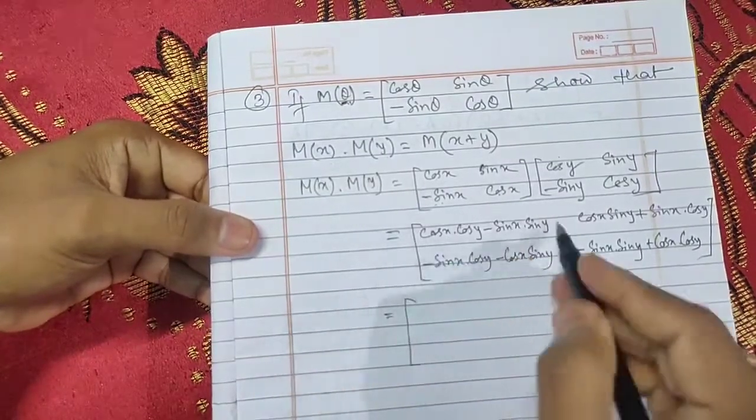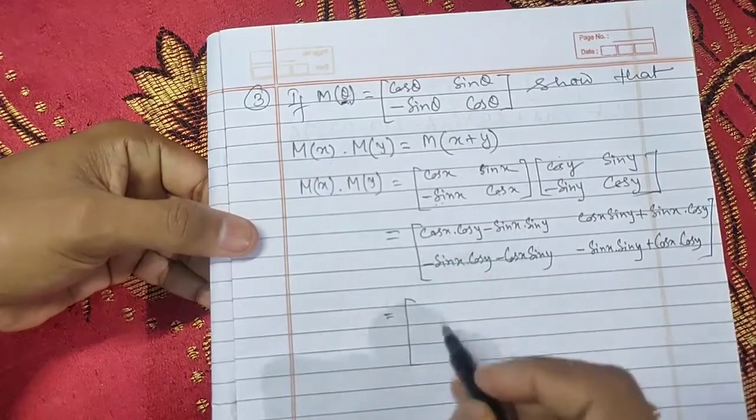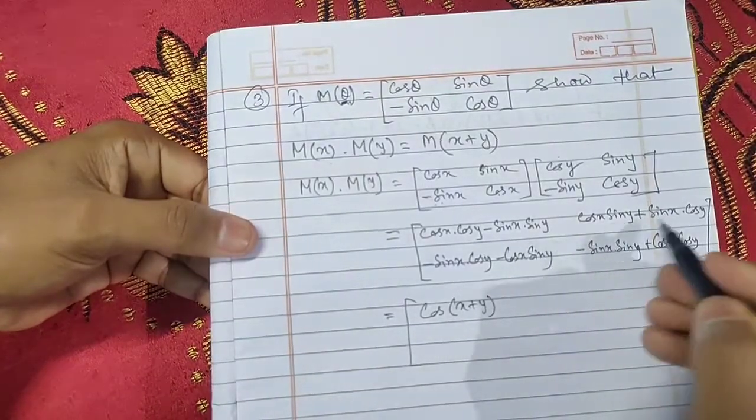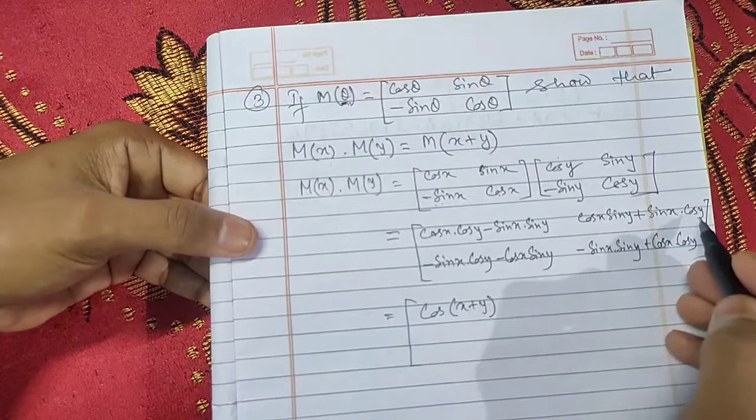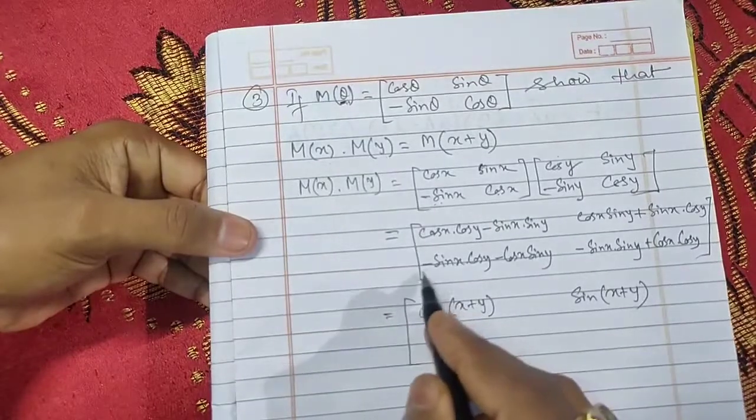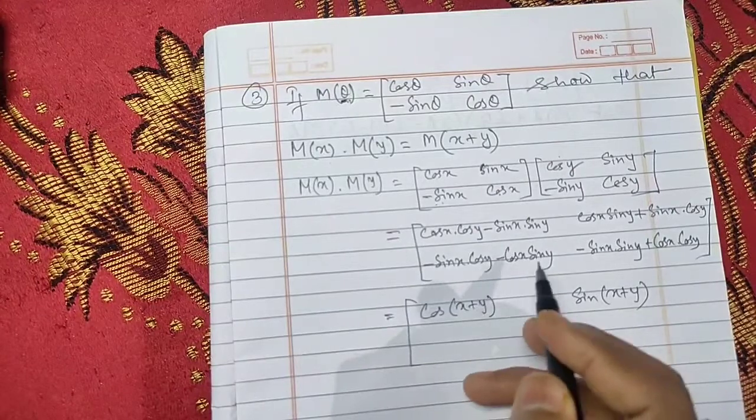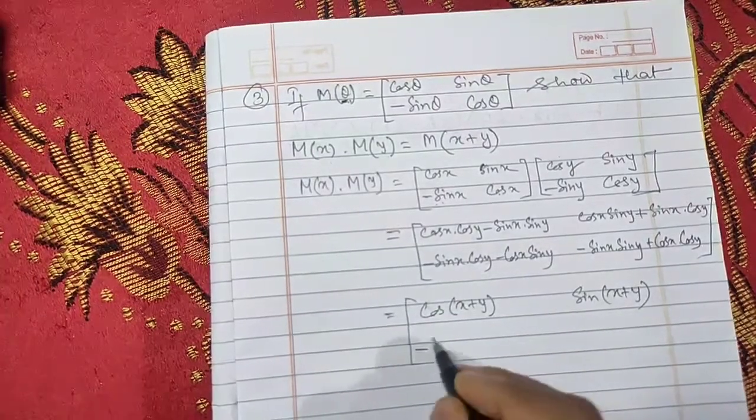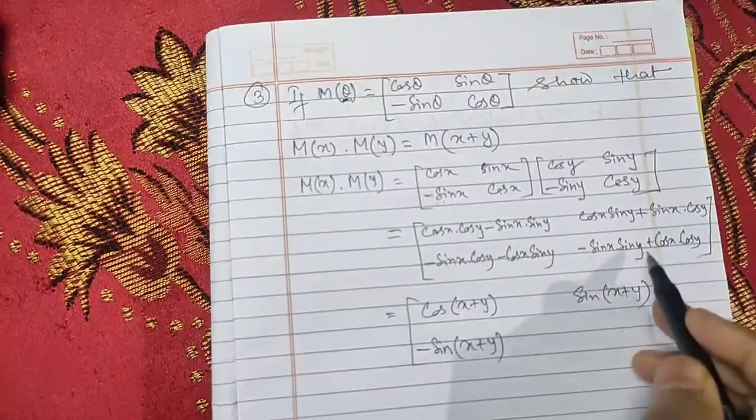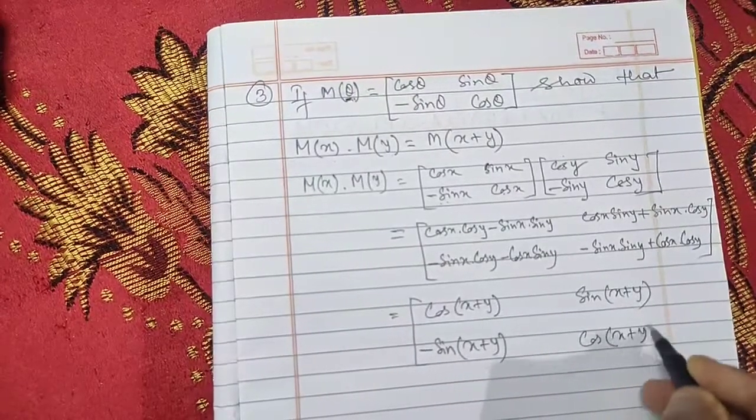Now see, this is the formula of cos of x plus y. Cos x cos y minus sin x sin y means cos of x plus y. Cos x sin y plus sin x cos y is the formula of sin of x plus y. Here if you take minus common, it will come sin x cos y plus cos x sin y, so here it will come minus sin of x plus y. Next, this is also cos x cos y minus sin x sin y, that is cos of x plus y.